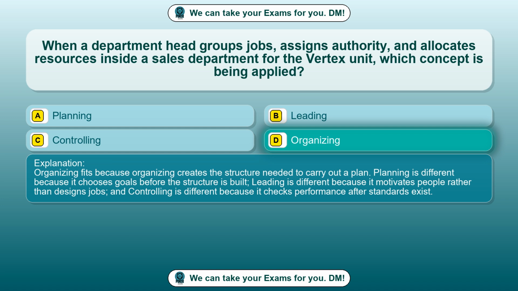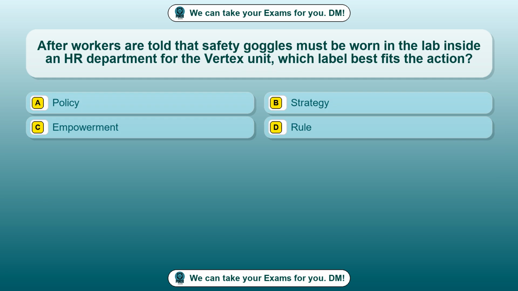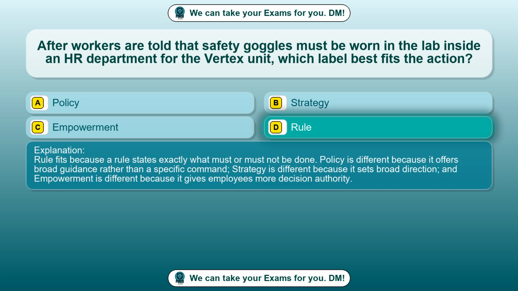Question 15. After workers are told that safety goggles must be worn in the lab inside an HR department for the Vertex unit, which label best fits the action? Option A. Policy. Option B. Strategy. Option C. Empowerment. Option D. Rule. The correct answer is option D. Rule. Rule fits because a rule states exactly what must or must not be done.